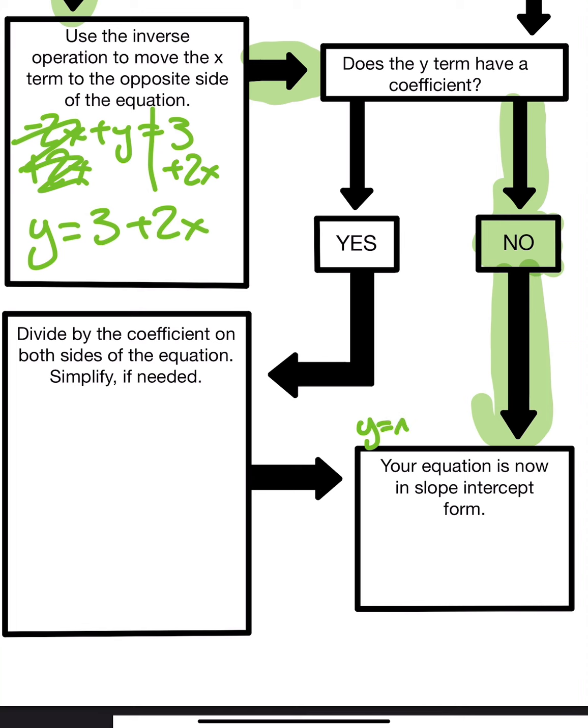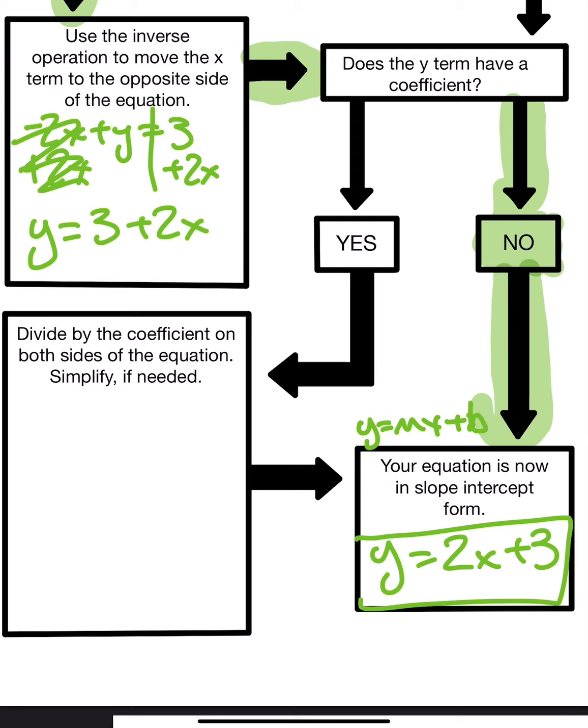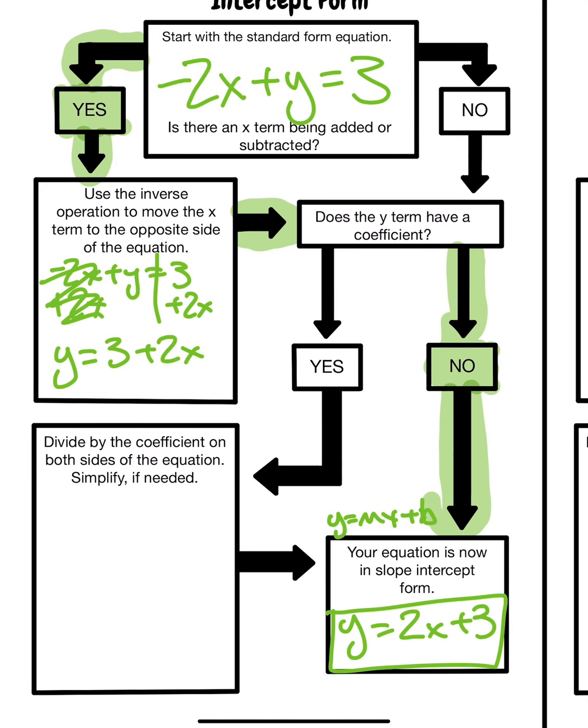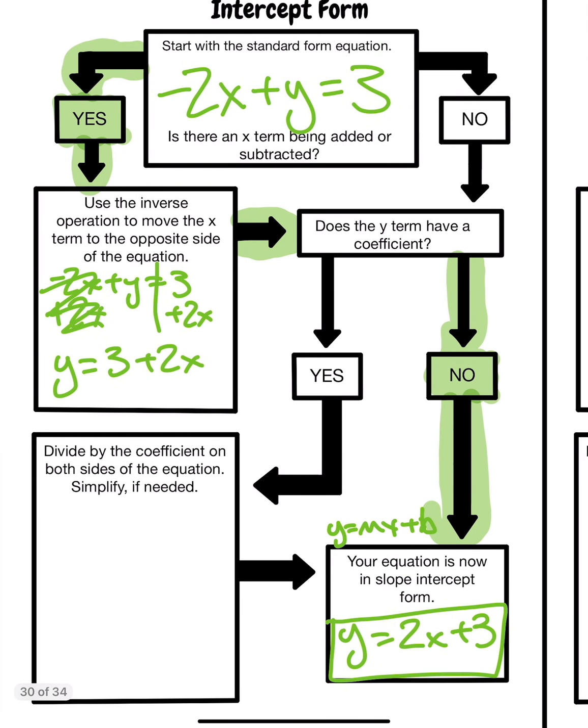Remember, that's going to be y equals mx plus b. So you want your x term to come first. We're just going to switch our 2x and our 3. We're just going to swap those. So we got y equals a positive 2x and a positive 3. Done. That wasn't too bad. That was only that one step. That's all we had to do.